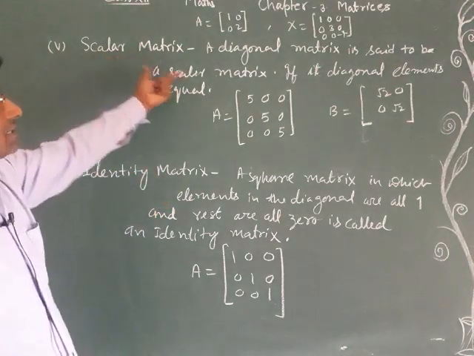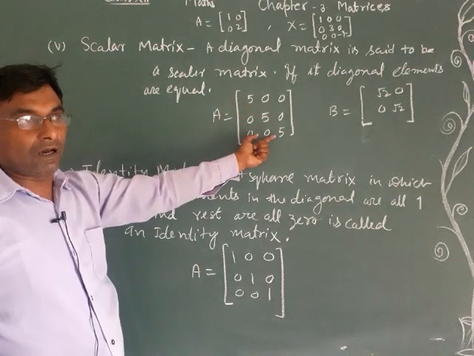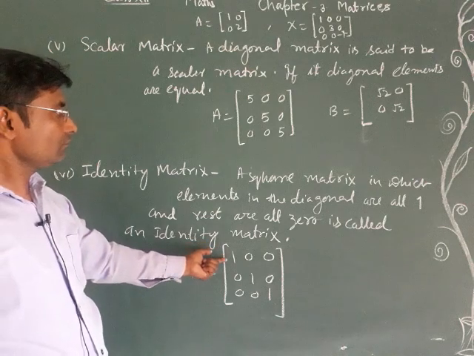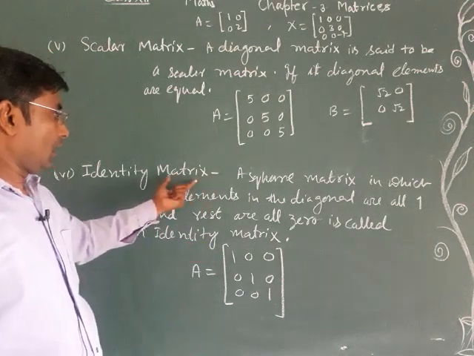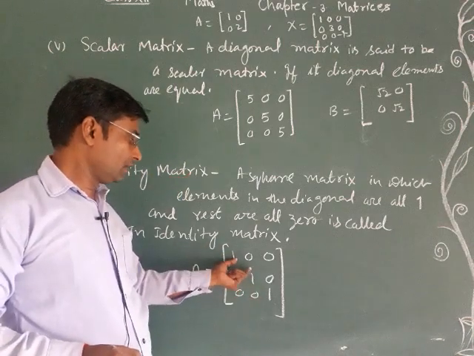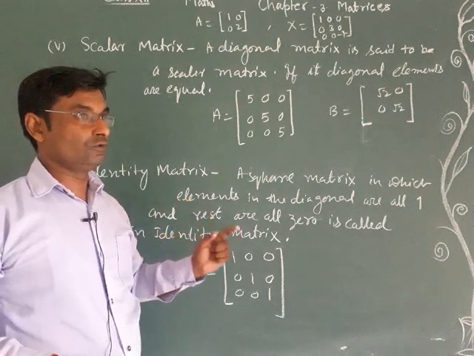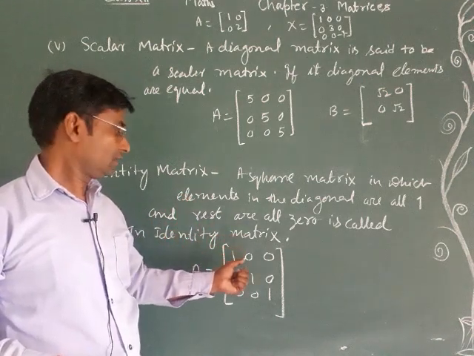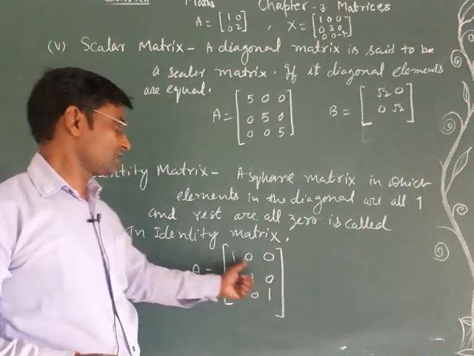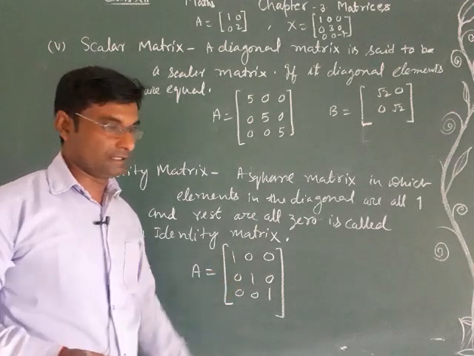In a scalar matrix, the diagonal elements are the same, but in an identity matrix the diagonal elements are all equal to 1. So this is called an identity matrix.